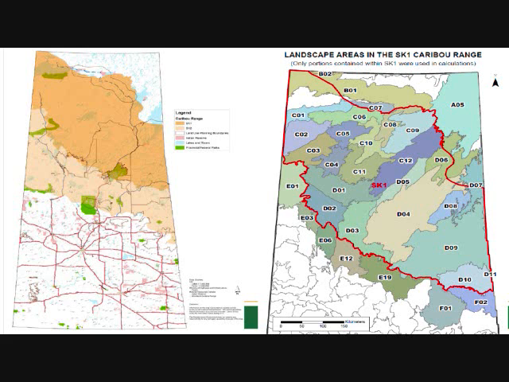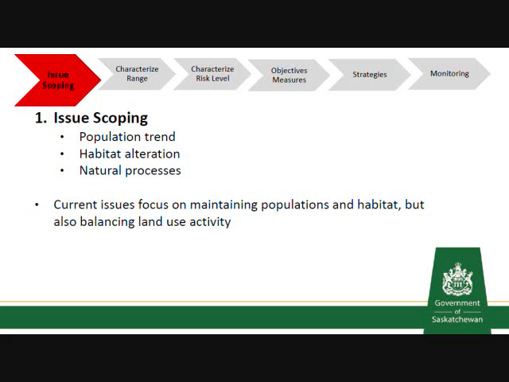Right now we are further up north, we're in the SK1 range. On the right-hand side, that map shows you the eco-district or landscape areas. If you remember from Gigi's presentation, we are doing range assessment, looking at characterizing the risk based on those eco-districts. So the first step of the range assessment is issue scoping.